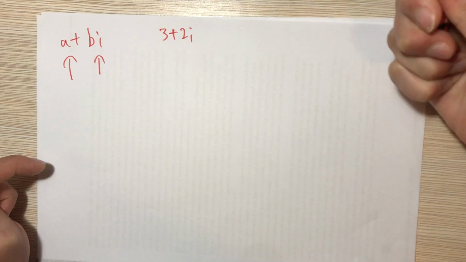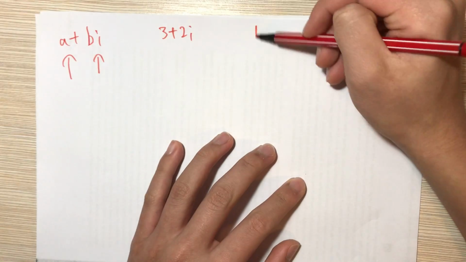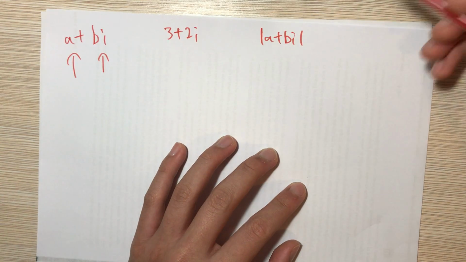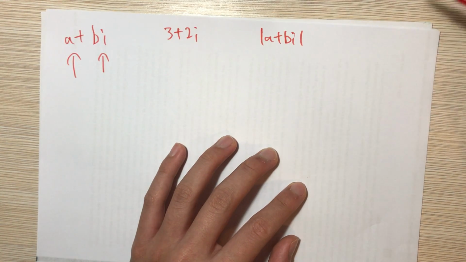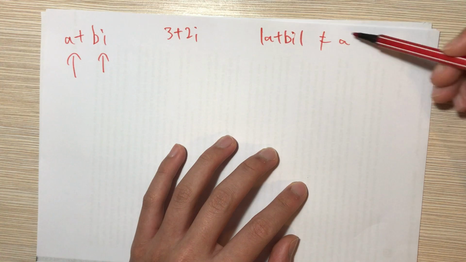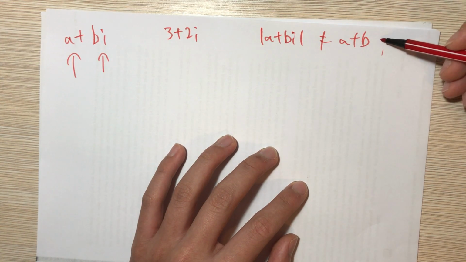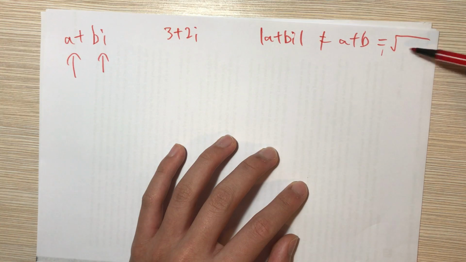Now let's talk about the absolute value of a plus bi. The absolute value of it is not a plus b. It is not. Instead, it is the square root of a squared plus b squared.